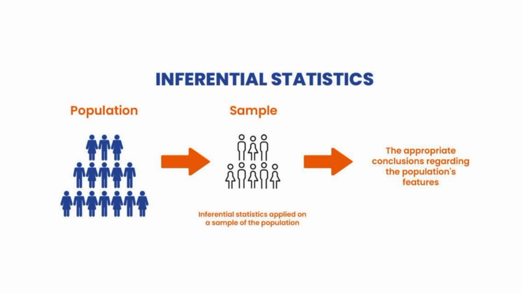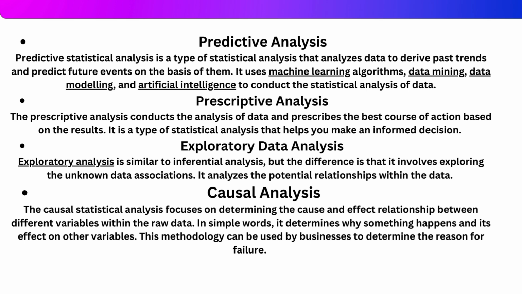Hypothesis testing is an assumption regarding a population parameter. Confidence intervals are a range of values likely to contain the population parameter. Regression analysis examines the relationship among variables. Analysis of variance compares means across multiple groups.